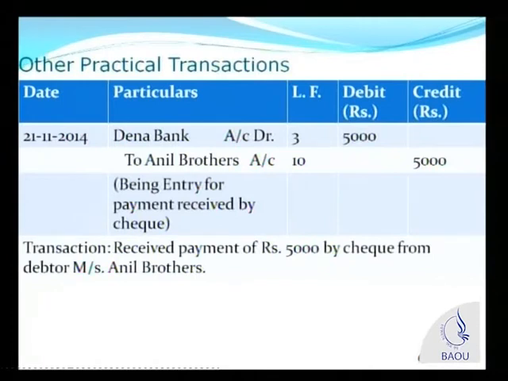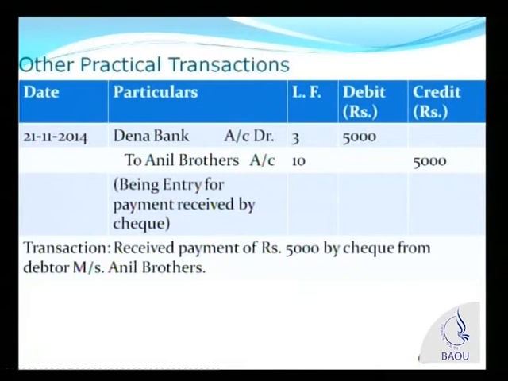Even if you go by your asset plus is equal to debit, so your balance with Dena Bank increases, therefore Dena Bank account is debited. Anil Brothers was your asset account, but now because you have received 5,000, your asset decreases by 5,000, therefore Anil Brothers account is credited. Asset plus is equal to debit, asset minus is equal to credit. So one asset, namely bank balance with Dena Bank, increases. Another asset, namely money receivable from Anil Brothers, now that amount is reduced or decreased, and therefore Anil Brothers account is credited.